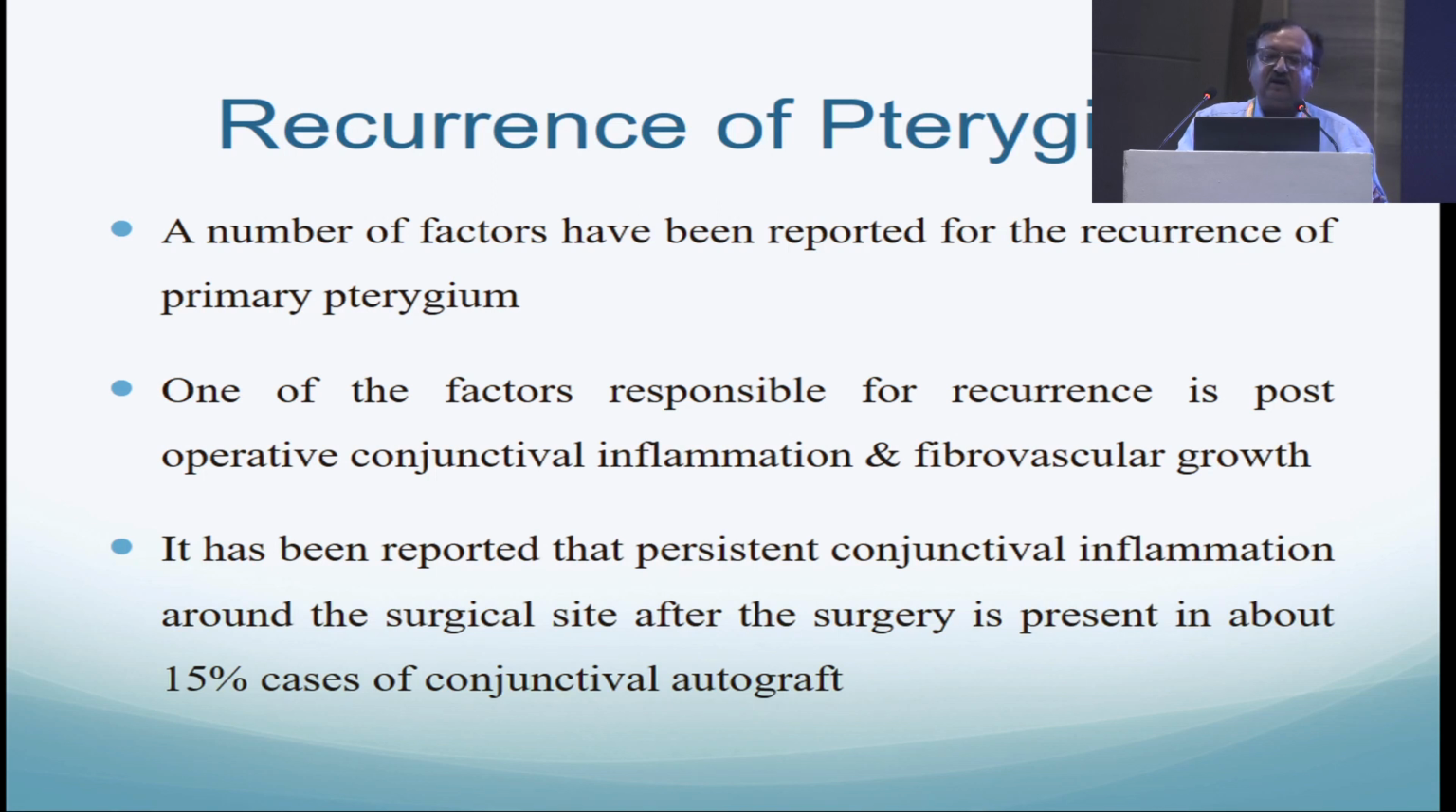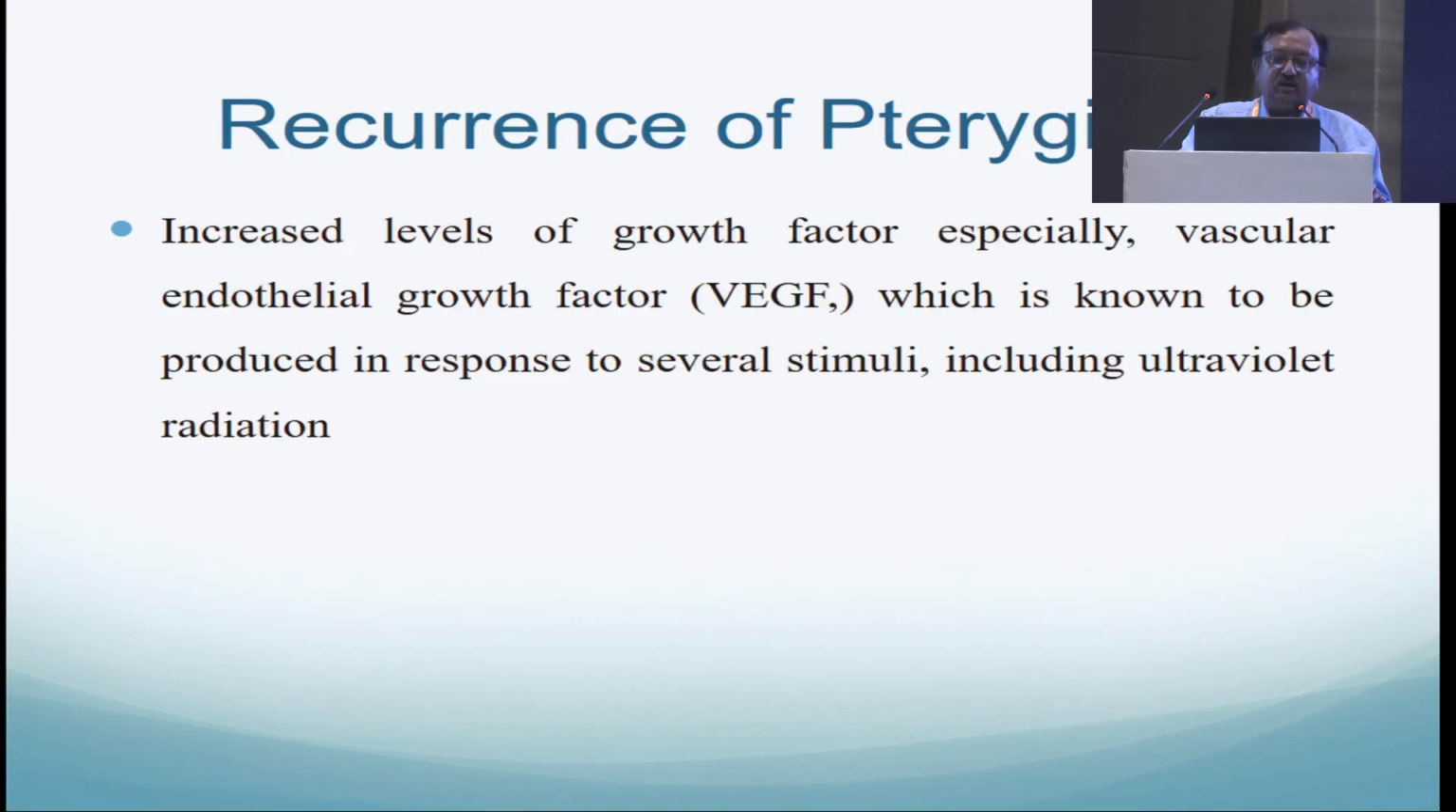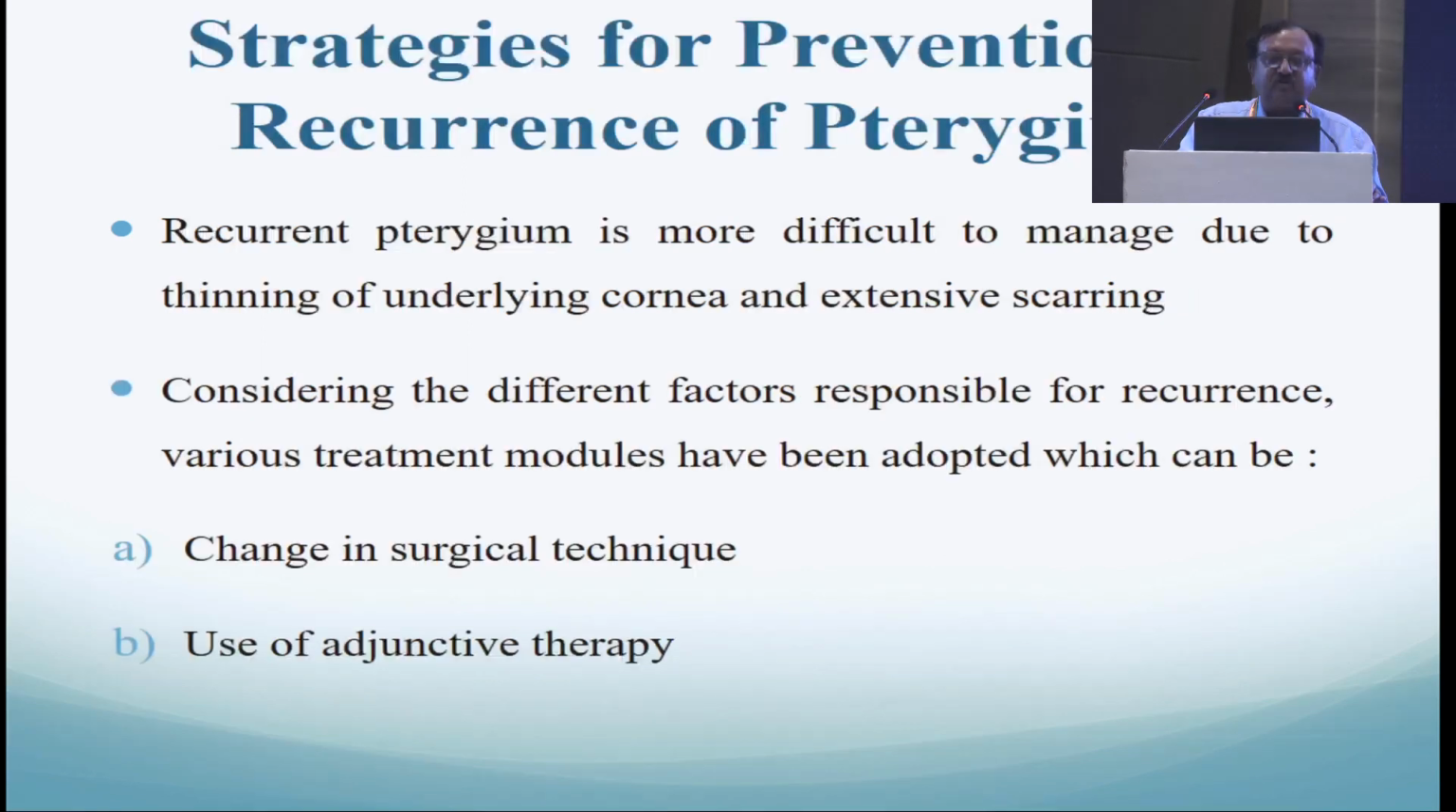Recurrence with the bare sclera technique is very common. A number of factors have been reported for the recurrence of primary pterygium. One of the factors responsible for recurrence is post-operative conjunctival inflammation and fibrovascular growth. It has been reported that persistent conjunctival inflammation around the surgical site after surgery is present in about 15% of cases of conjunctival autograft. Increased levels of growth factors, especially vascular endothelial growth factor, are known to be produced in response to several stimuli including ultraviolet radiation.